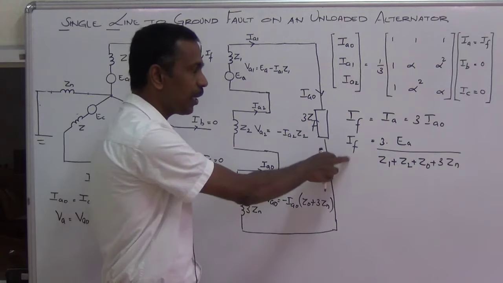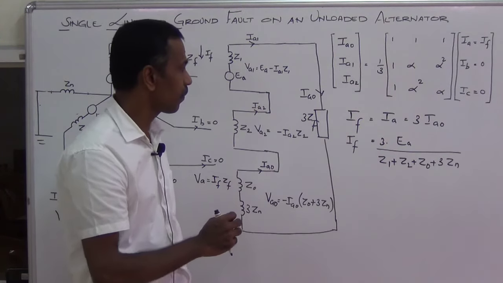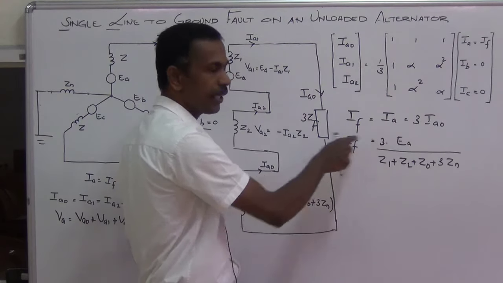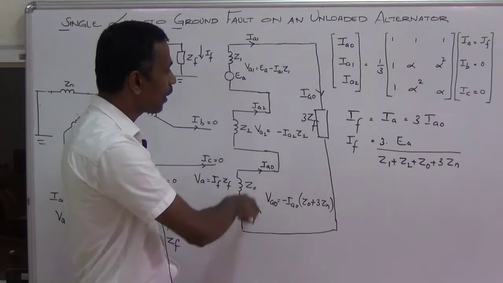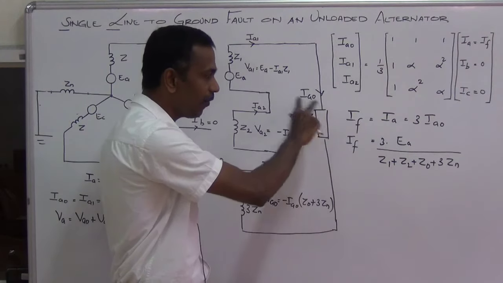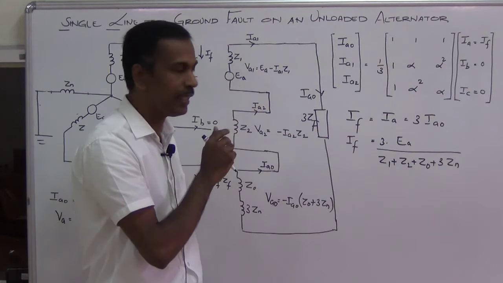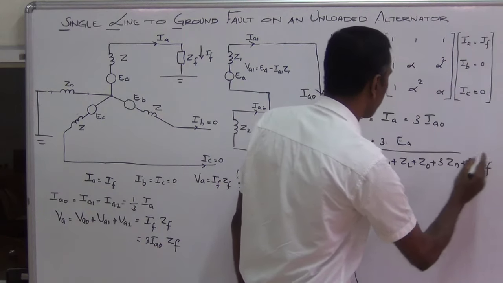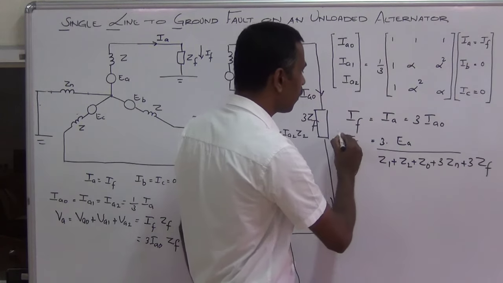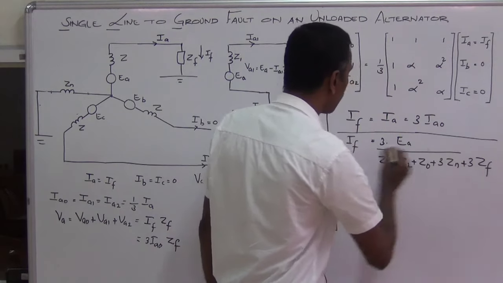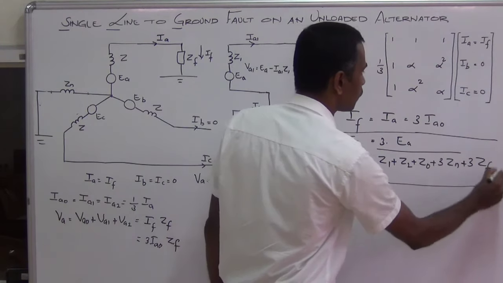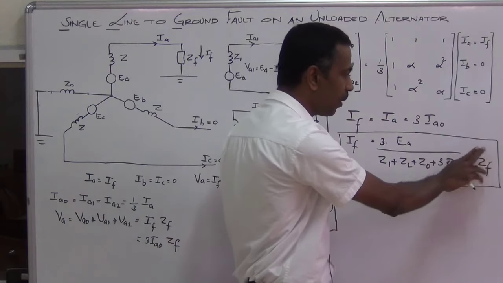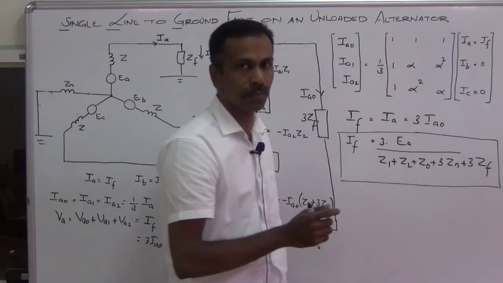So now let's find out what the fault current is. This is 3 times IA0, which is equal to 3 into total voltage by total impedance. Now one more element is added in the impedance. This is 3 ZF. Now this is the fault current. If it is a dead short, the fault impedance will be 0, and you will get the remaining terms.